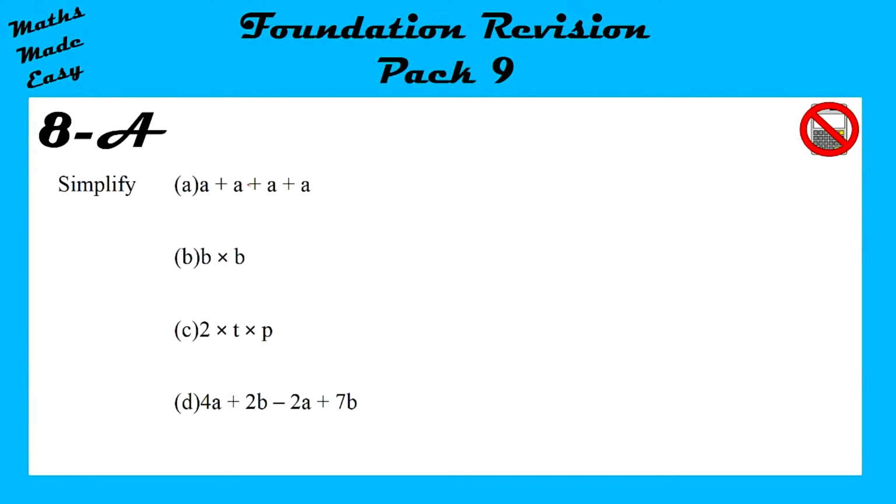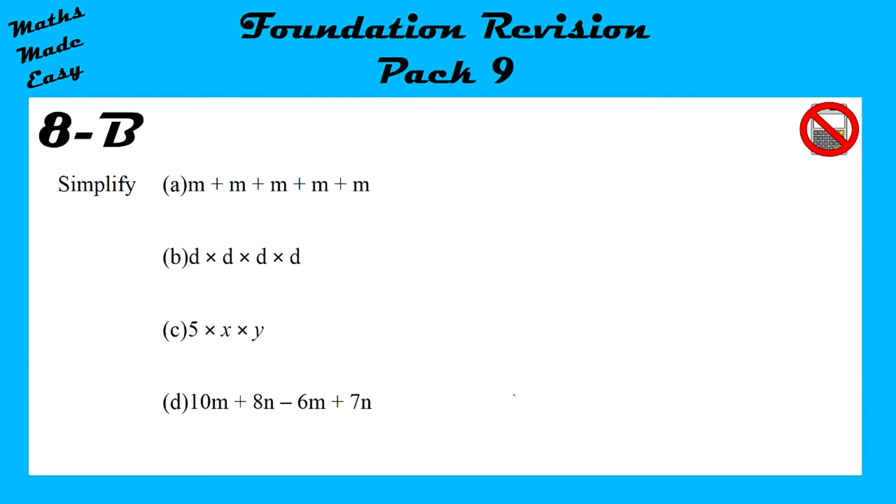Question 8a. So to simplify all of these, it's 4a. B times b is b squared. This one becomes 2pt, which I've just turned and put them into alphabetical order. And this one, if I count up my a's, there are 2 of them in total. And if I count up my b's, there are 9 of them.